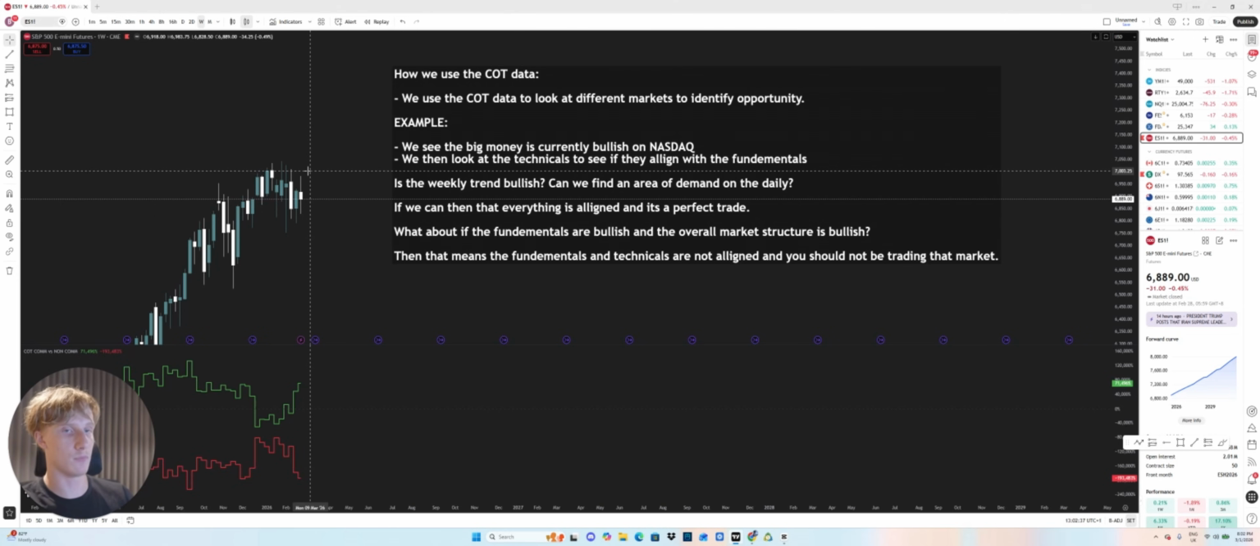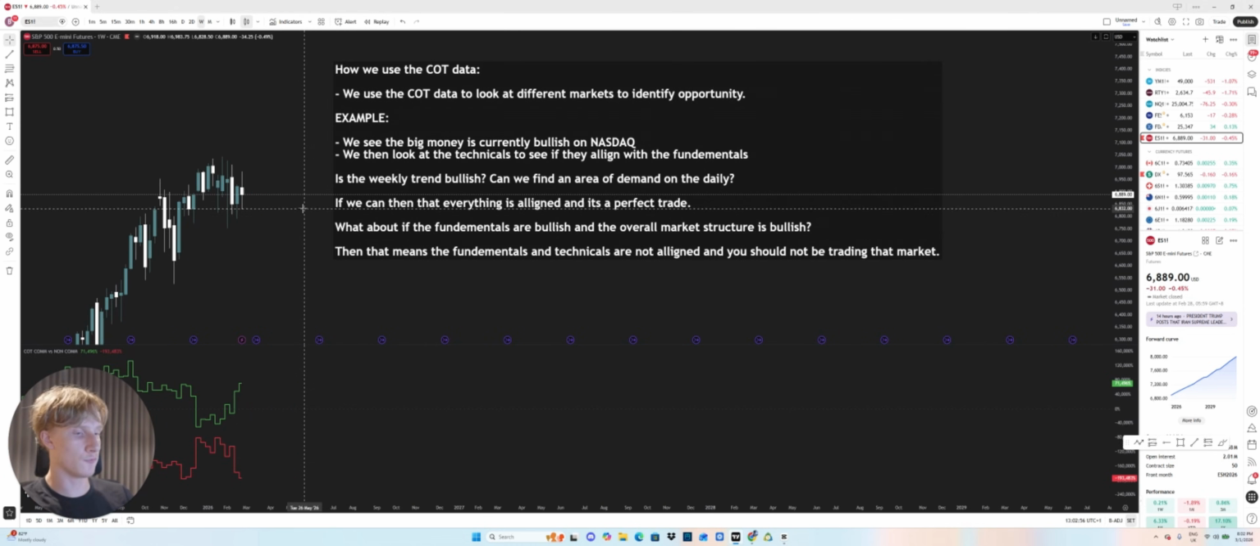We scour through the different markets and we see, okay, cool. The commercials are bullish on this specific market. Now let's look at our technicals to see if it is also bullish, if it is also aligned. Now, once you go through all of the markets and let's say you see the COT data, very, very bullish. You see that the technicals, very, very bullish. So they are aligned and you can see, okay, cool. There's a demand zone here. Going to take a trade of that. You have a perfect trade. Very, very high probability. Very, very good trade.